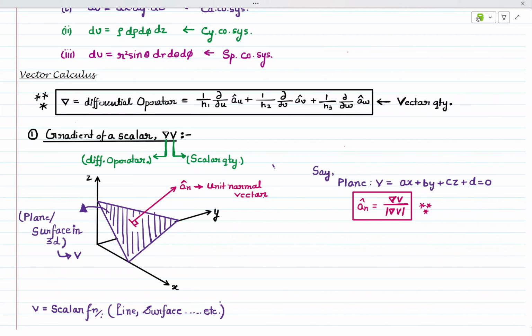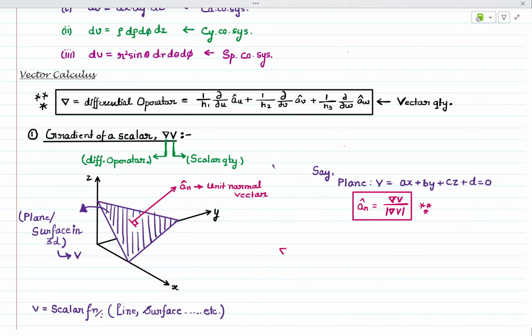So V can be any scalar function, and if I want to determine the unit normal vector upon any scalar function V, that may be line, surface, etc., then I need to determine the gradient of a scalar, because the formula of an, the unit normal vector, is given by del V upon modulus of del V. Now, as you know, del V is a vector quantity. So let me reduce the equation of del V, then you will understand why del V is a vector quantity.